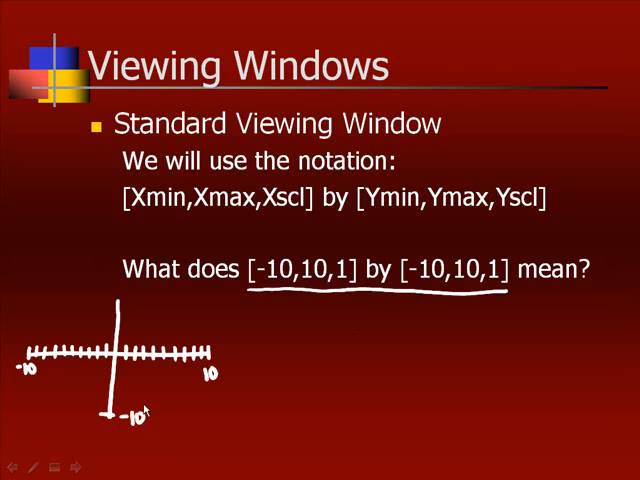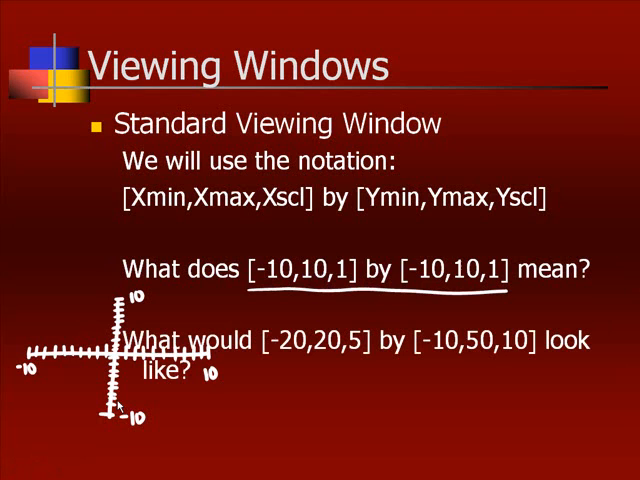The lowest y value is -10. The highest y value is 10. Y scale of 1 means 1, 2, 3, 4, 5, 6, 7, 8, 9. 9 little tick marks here. 1, 2, 3, 4, 5, 6, 7, 8, 9 little tick marks here. Okay?